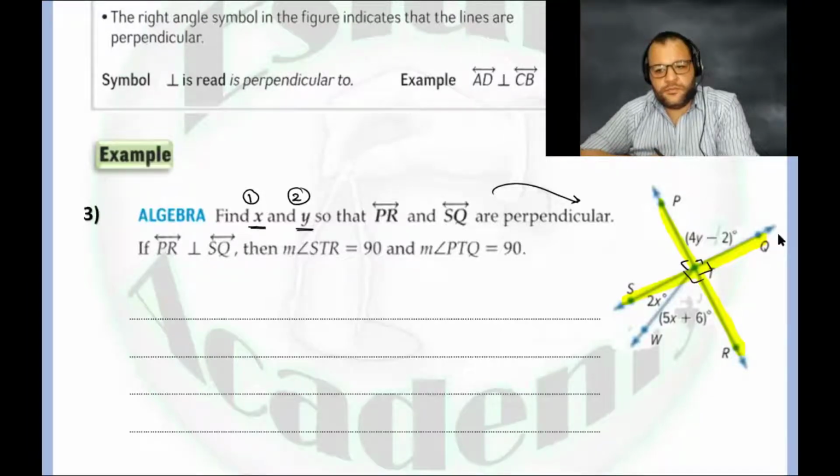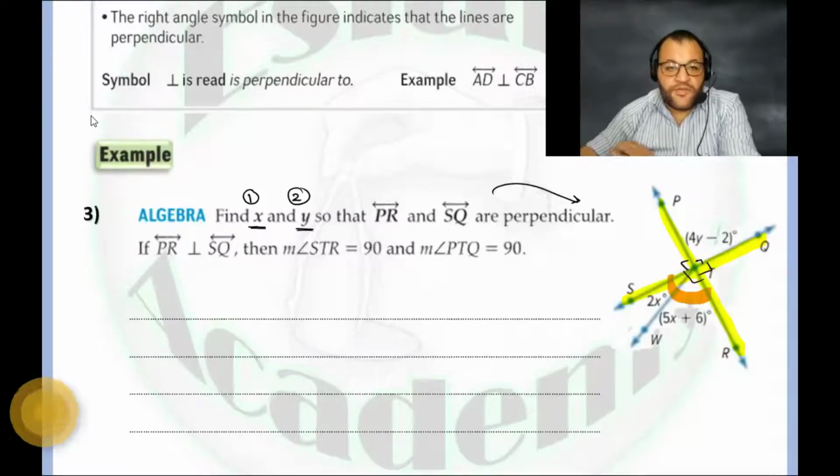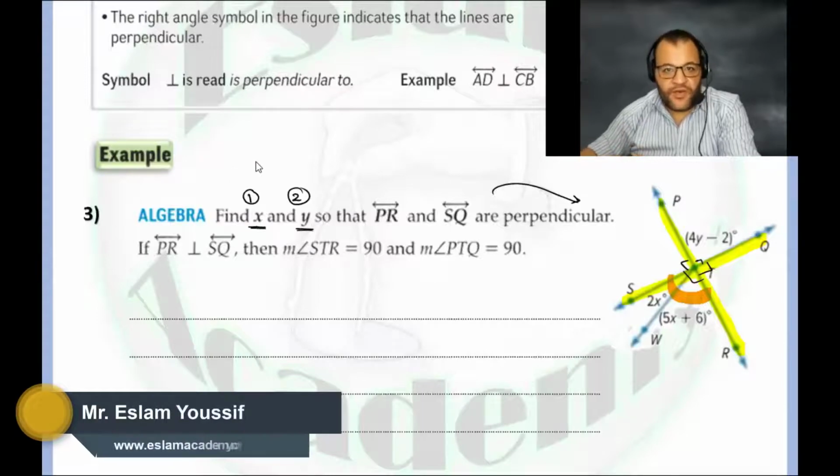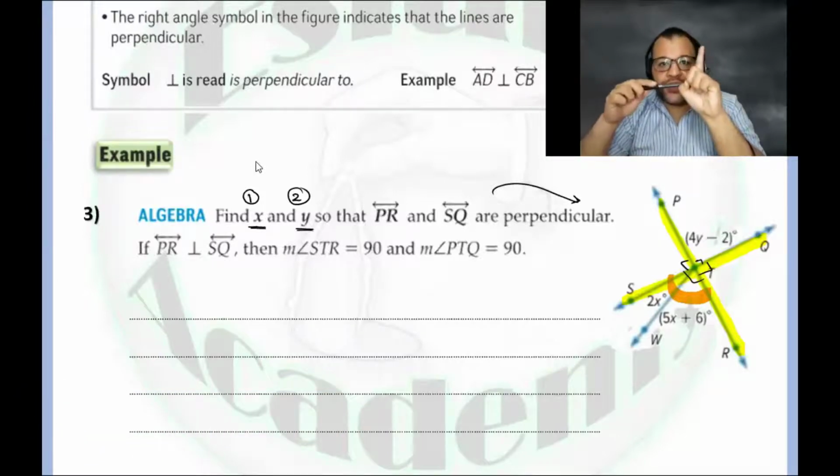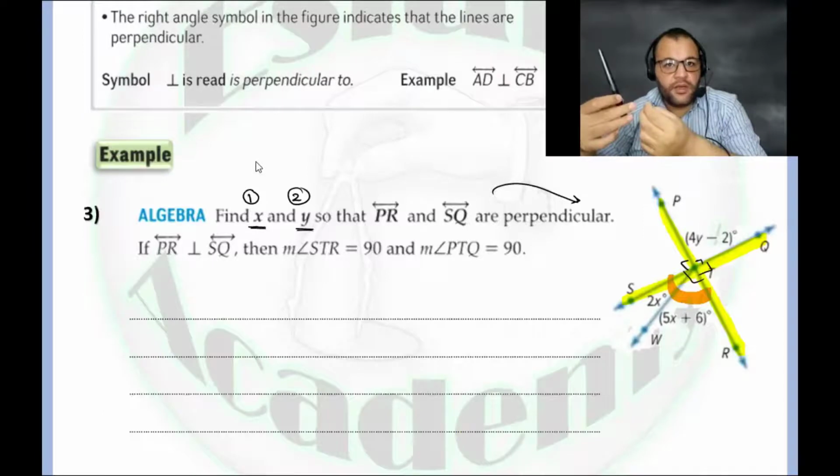For example, for x, you can write 2x plus 5 plus 5x plus 6 equals 90. All of this angle is equal to 90 degrees. So the sum of the angles drawn between two perpendicular lines is equal to 90. Whatever the number of angles, if you have 1, 2, 3, 4, 100 angles, the sum of the measures of the angles drawn between any two perpendicular lines will be 90 degrees.